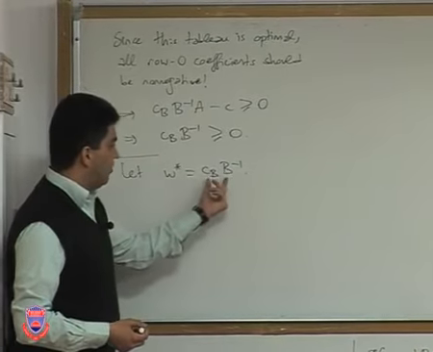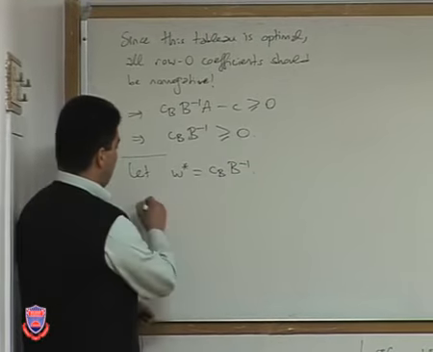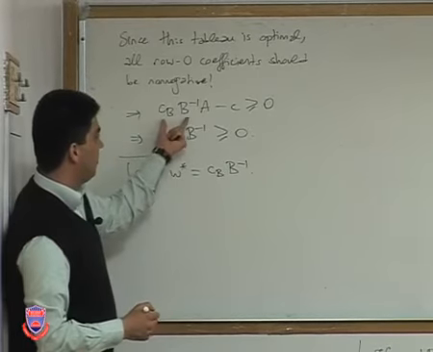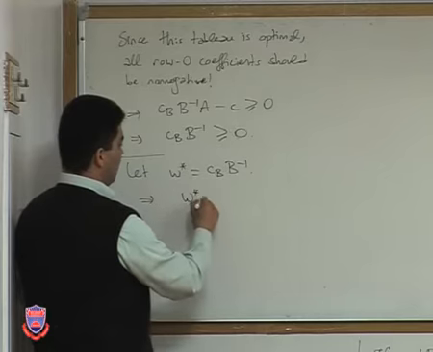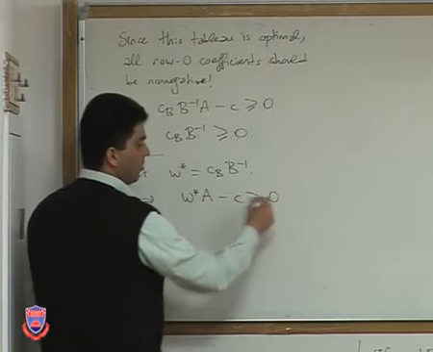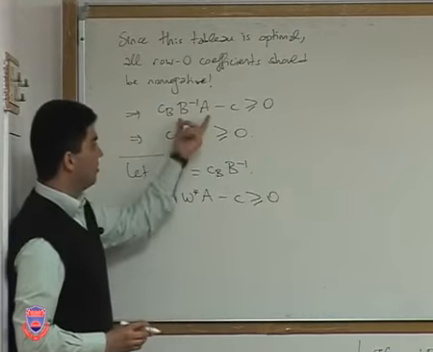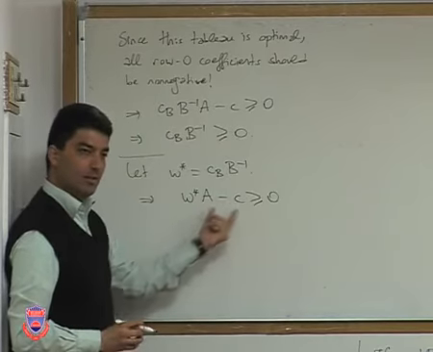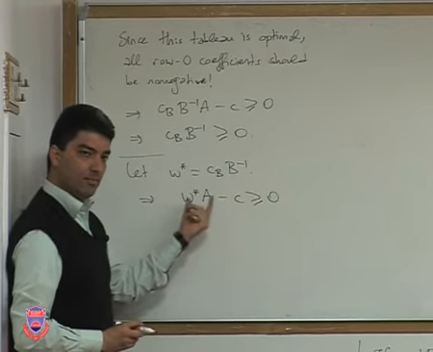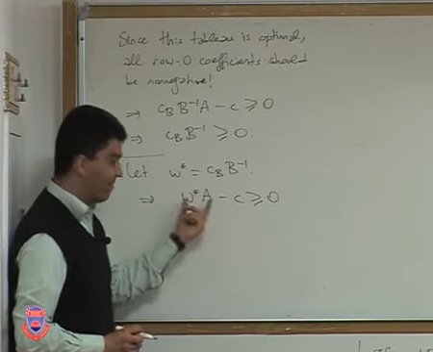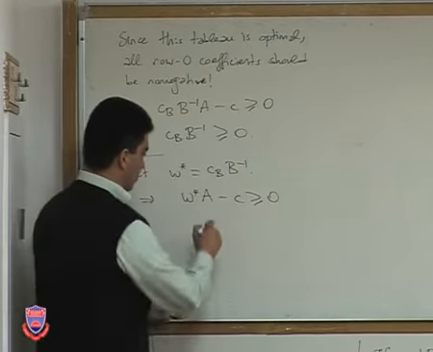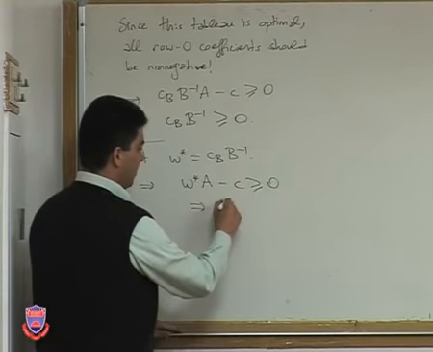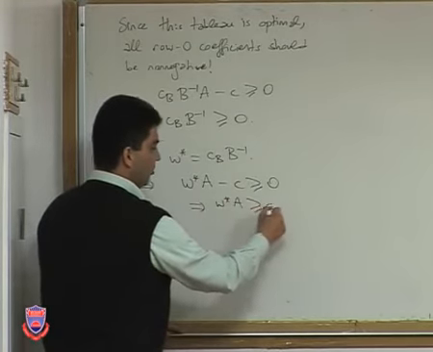So if W star is equal to CB times B inverse, then instead of CB B inverse, I can actually just write W star, okay? So W star times A minus C is greater than or equal to 0. Right? If I just look at the first inequality, this is essentially the same as this one. Are you still with me? Yes. Okay. So this is essentially the same as W star times A is greater than or equal to C, basically, right?